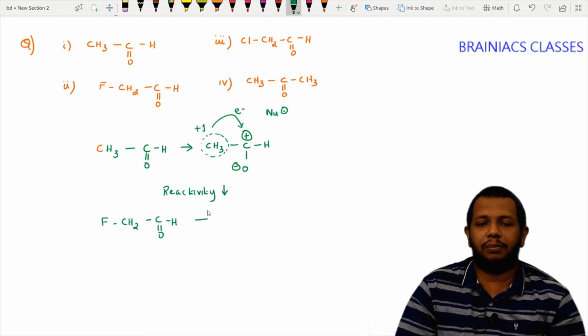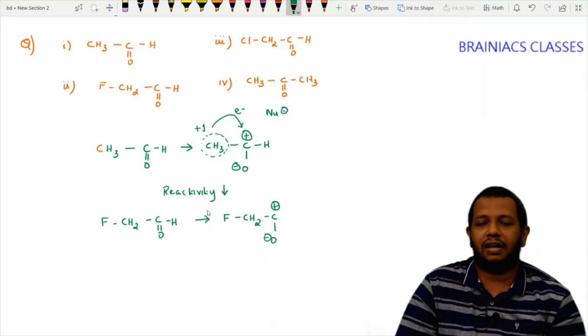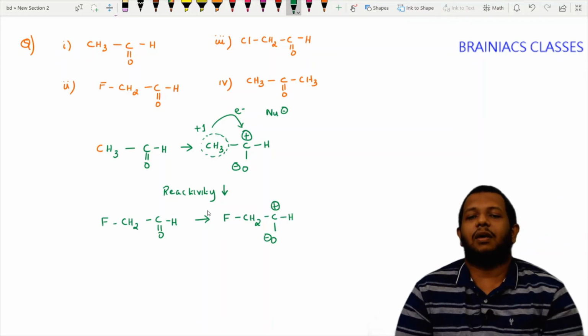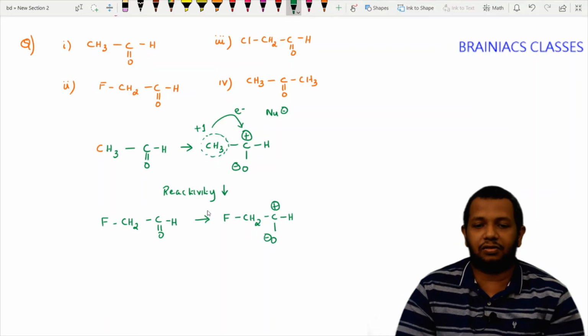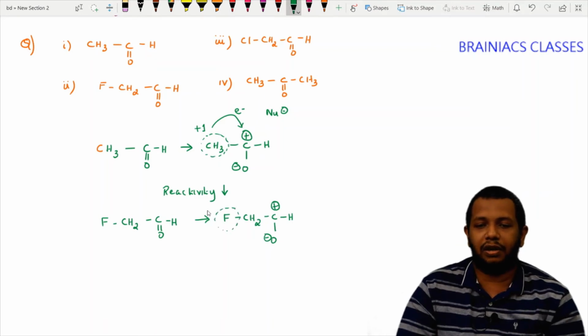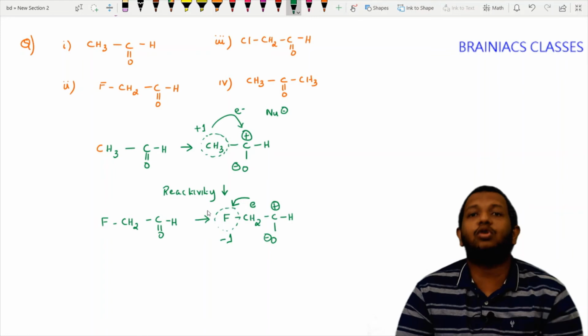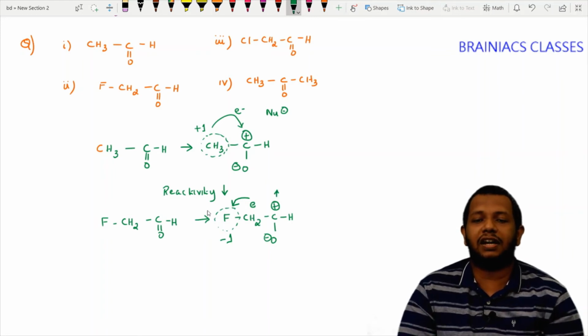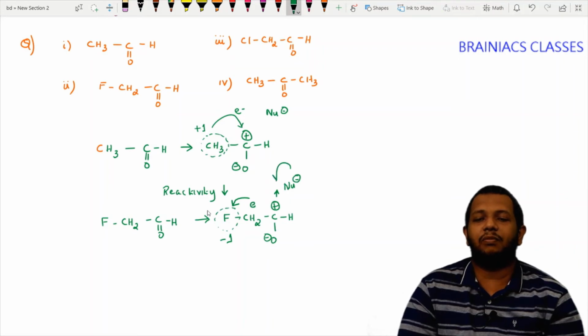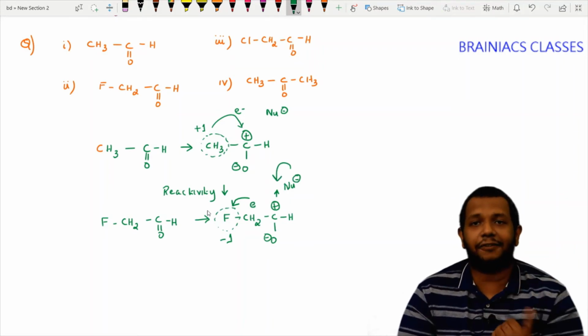So here also I am polarizing it: F, then CH2, then this will become O minus, and this will become plus, and you have hydrogen here. Now you could see here, since fluorine is connected, what is the effect of fluorine? You know that fluorine has minus I effect. That means electrons are pulled in this direction. So electrons are pulled towards fluorine, which means the positive charge here increases. That means the attack by nucleophile will become very easy, because a minus I effect group is connected.